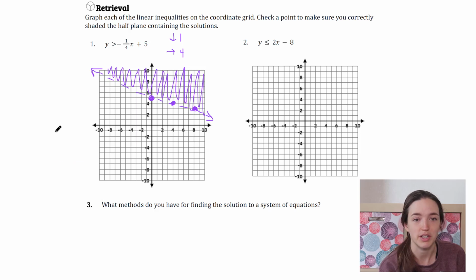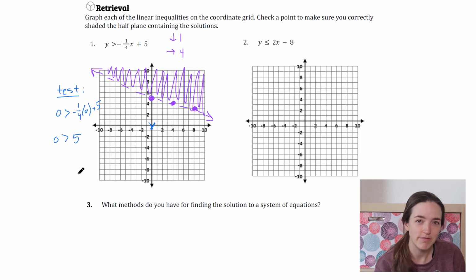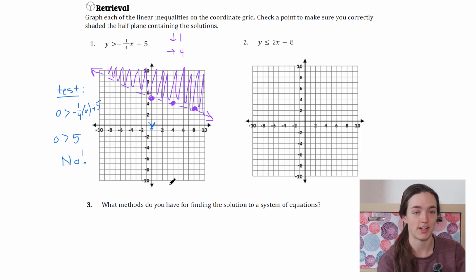So here's how you do the test point. We're going to choose 0, 0 as our test point, because that's not on the line. And we're going to see if it works or not. So 0 for Y greater than negative 1/4, 0 for X plus 5. Okay, this turns into 0, so we're just left with 5. Is 0 greater than 5? No. Since it's not true, we do not want to shade the side with 0, 0. We want to shade the other side. So this confirms that we shaded it correctly in the first place.